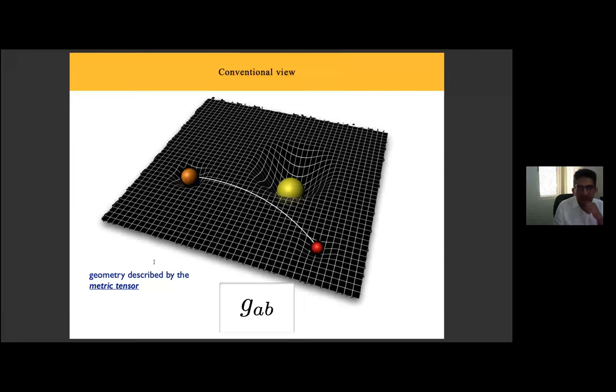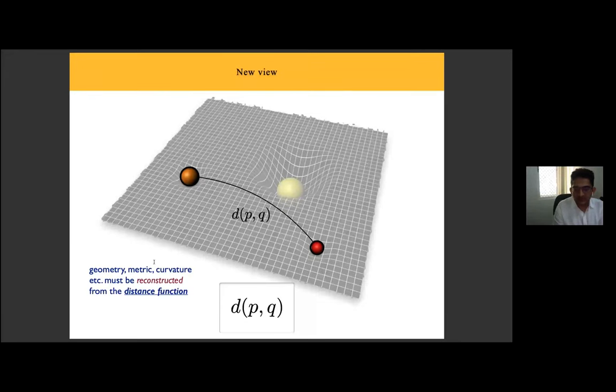And before I proceed, let me just summarize whatever I said so far. So basically what we are intending to do is replace the conventional description of spacetime geometry, which is usually in terms of a metric tensor, by a description in terms of this distance function. Although, because of the reasons I just mentioned, I will not use the distance itself, but rather the world function, which is 1/2 the square of this distance.